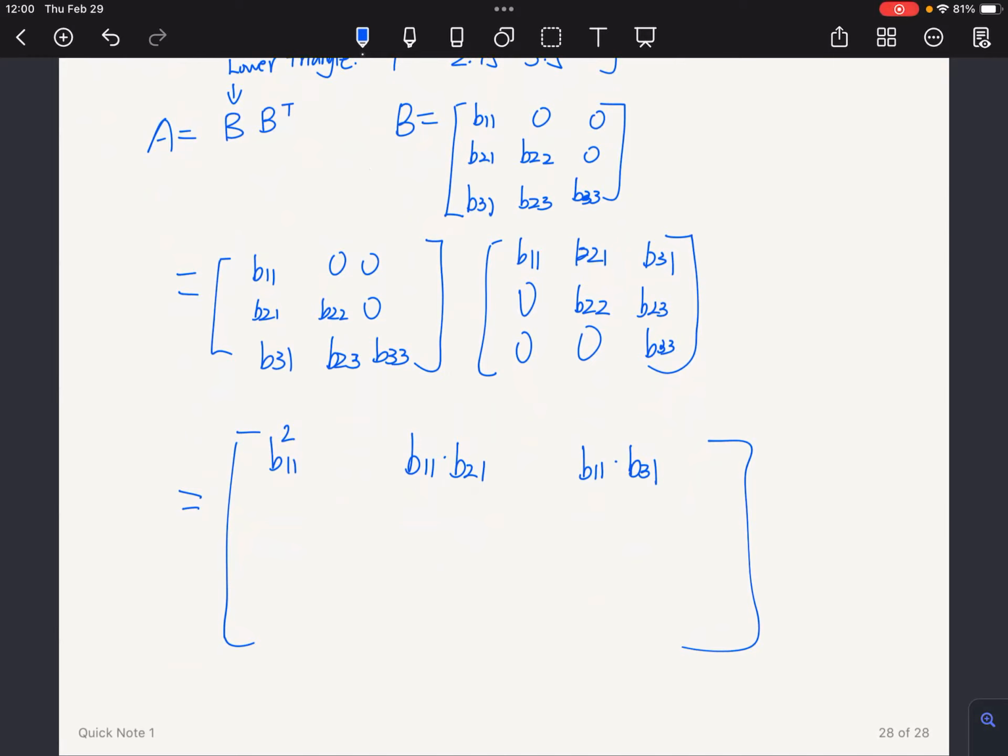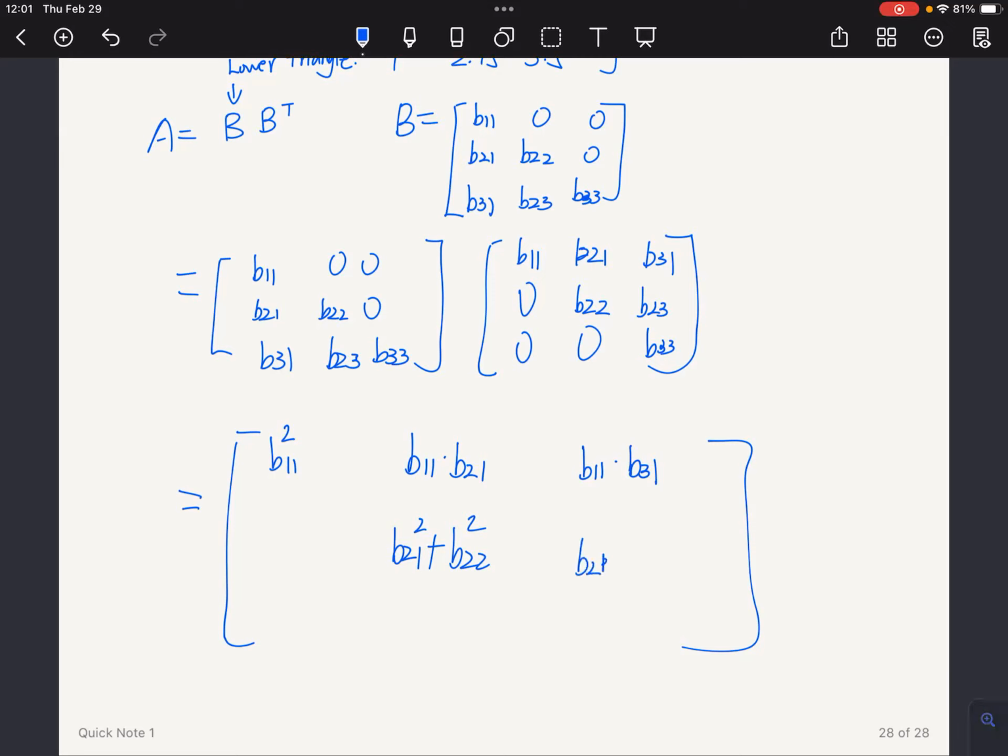So what about the 2, 2 here? It's the second row and the second column, and it should be B21 square plus B22 square, right? And what about the second row and third column? It should be this row times the third column, and so this one just zeroes out the B33 here. We get a 0 here, since 0 times B33 is just 0. So what do we have for this location? We have B21 times B31.